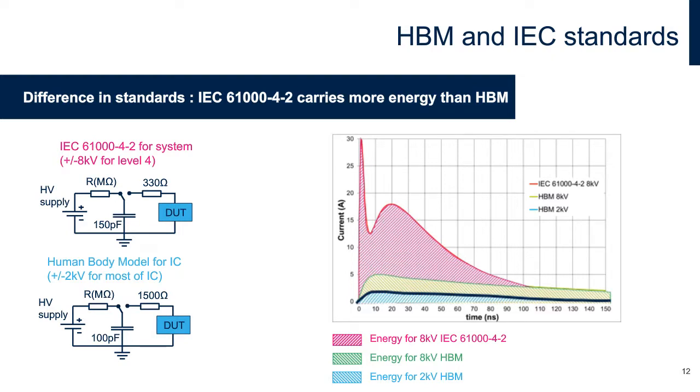61000-4-2. As a consequence, IEC 61000-4-2 carries more energy than HBM. This is why integrated circuits exposed to ESD and specified with HBM will still require an external ESD protection rated per the IEC standard.